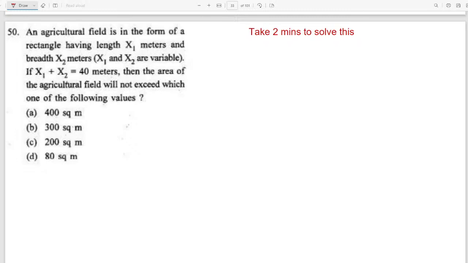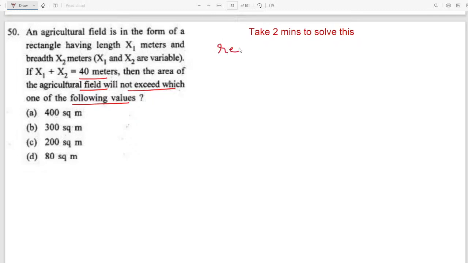It's time. People who are yet to post their answers, please do post. So 4 people have posted their answers and all of them have got option A. They are saying that an agriculture field is in the form of a rectangle having length x1 and breadth x2. x1 and x2 are variable. If x1 plus x2 is equal to 40 meters, then the area of the agricultural field will not exceed which of the following values?